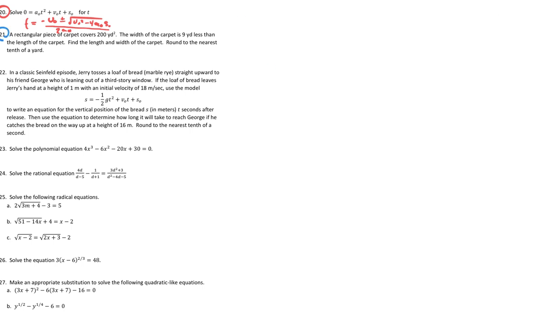Okay, so for number 21, a rectangular piece of carpet covers 200 yards, and the width is 9 yards less than the length. Find the length and the width. Okay, so we have a nice rectangle. So the area is equal to 200 yards squared, and the width is 9 less than the length. We know width is equal to L minus 9. And we also know, how can we relate L and W?